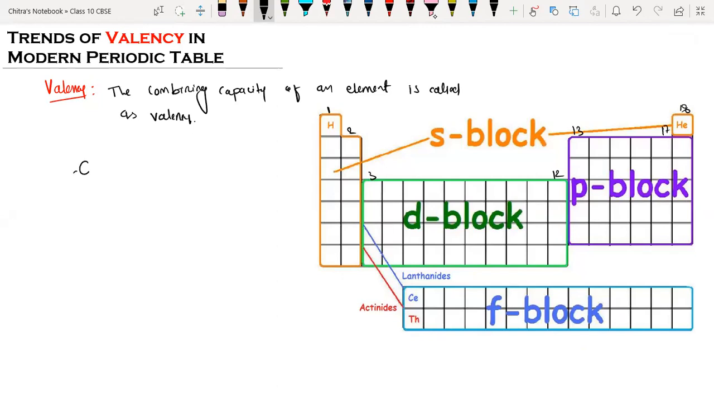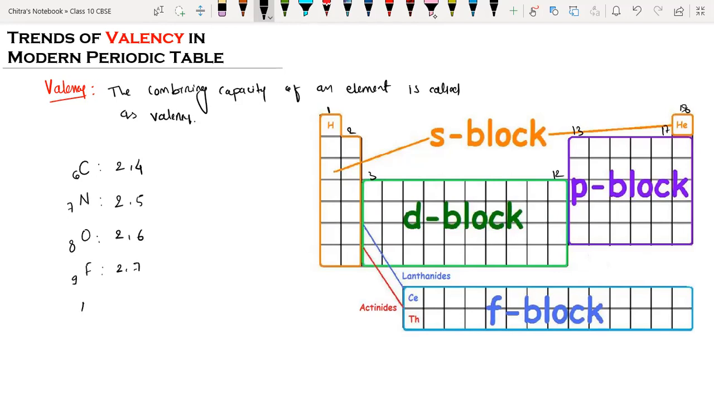Carbon has atomic number 6 and its electronic configuration is 2 and 4. Then we have nitrogen. Nitrogen has atomic number 7, so its electronic configuration is 2 and 5. I'm taking one more element, oxygen, which has atomic number 8 and its electronic configuration is 2 and 6. Then we have fluorine. Fluorine has atomic number 9 and its electronic configuration is 2 and 7.